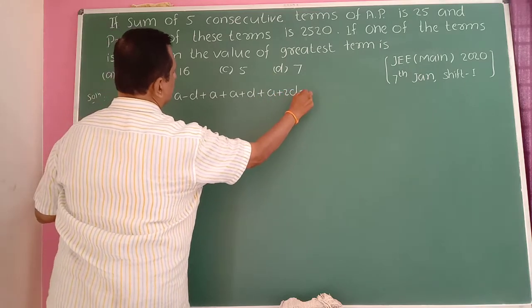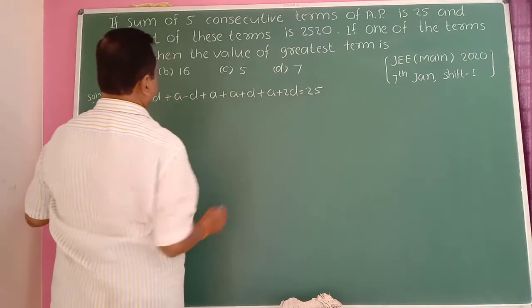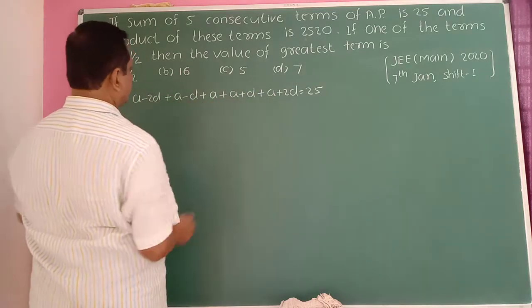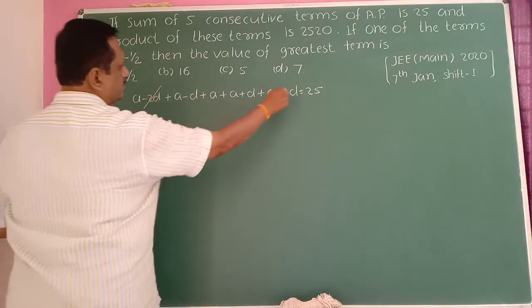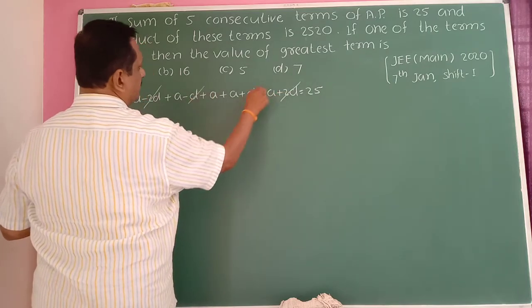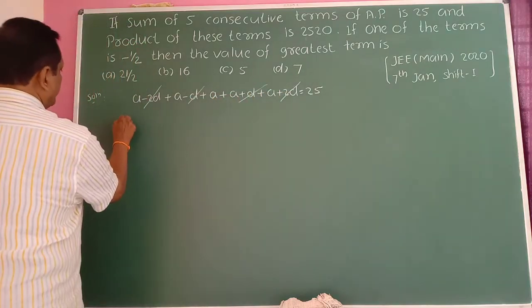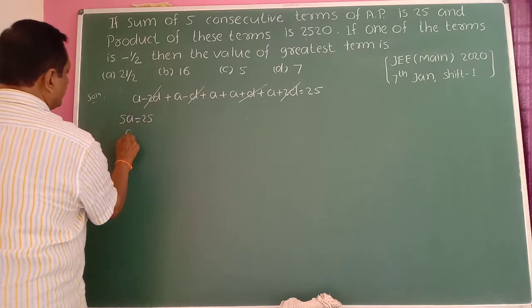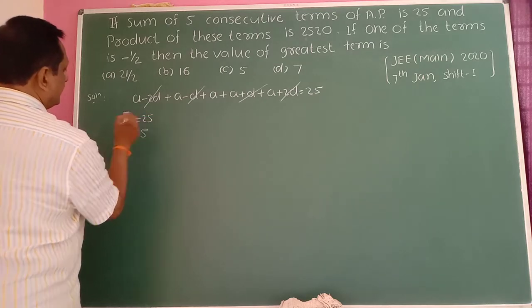Its sum is 25, as already given. This is the first term, then the second, third, fourth, and fifth. Then minus 2d plus 2d cancels, and minus d plus d cancels. Therefore, 5a is equal to 25, so the value of a is 5.